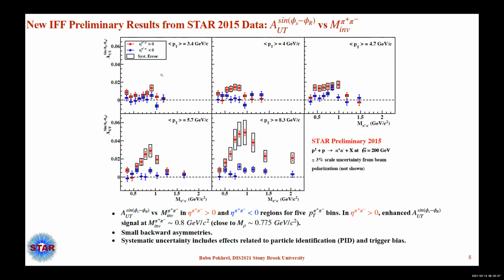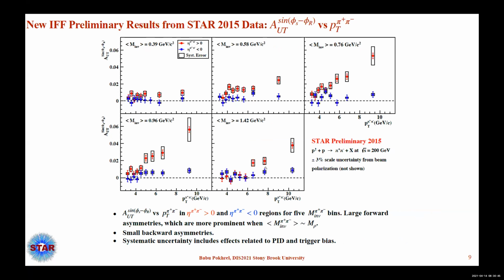The IFF asymmetries as a function of invariant mass are shown for 5 pT bins. The pT increases from left to right and top to bottom, in two pseudorapidity regions relative to the polarized beam direction, forward and backward, where we observe significant asymmetries enhanced around the rho meson mass, which evolve with higher and higher pT. This is expected from the IFF model calculation. And the backward asymmetries are pretty small, although at higher pT these are clearly non-zero.